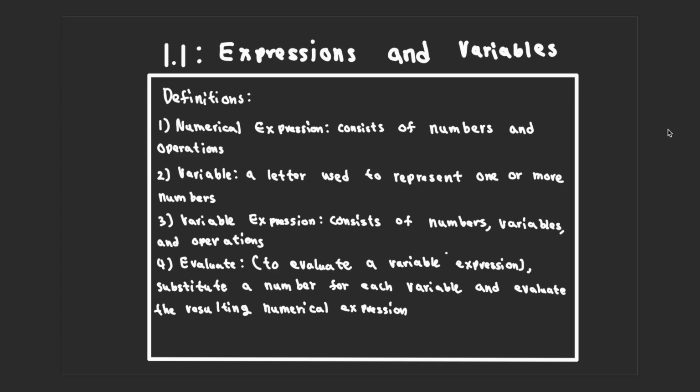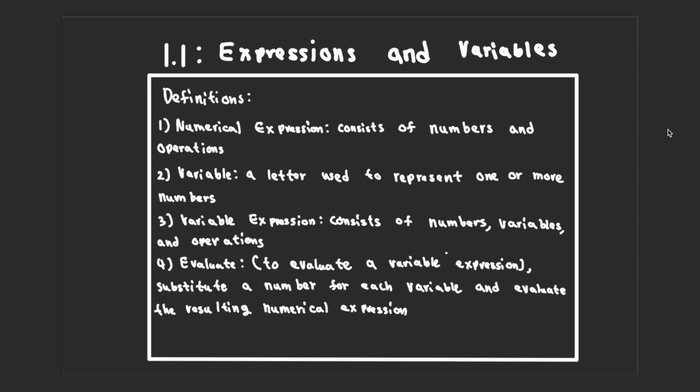Let's get started. Before we start 1.1, we will define some key terms that will appear frequently throughout this section. They are numerical expression, variable expression, and evaluate. A numerical expression consists of numbers and operations. Variable is a letter used to represent one or more numbers. A variable expression consists of numbers, variables, and operations.